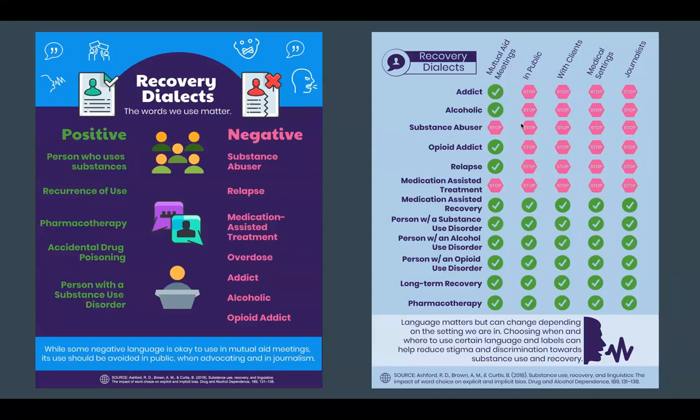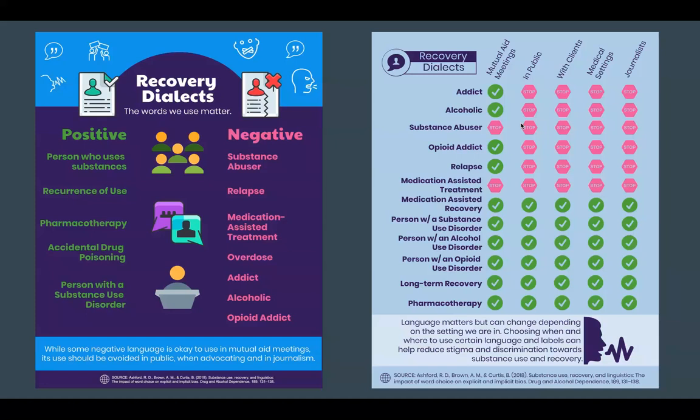Because again, recovery support is not always and not really about the substance use. It's about everything else. It's about social determinants of health. It's about interpersonal and intrapersonal relationships and outcomes, and what somebody needs to be successful and improve their quality of life. And realistically, everybody could benefit from that.